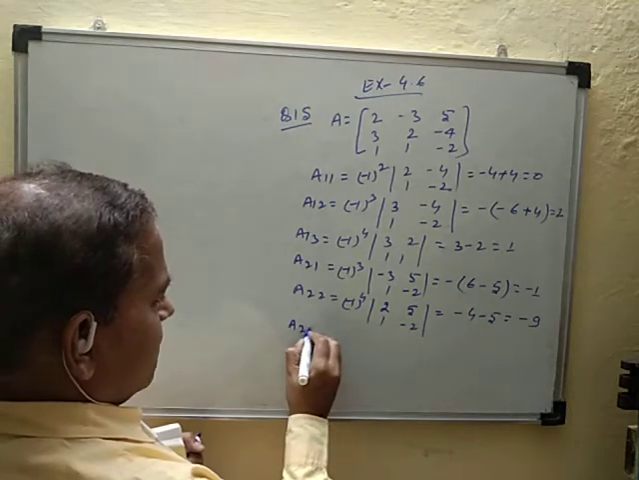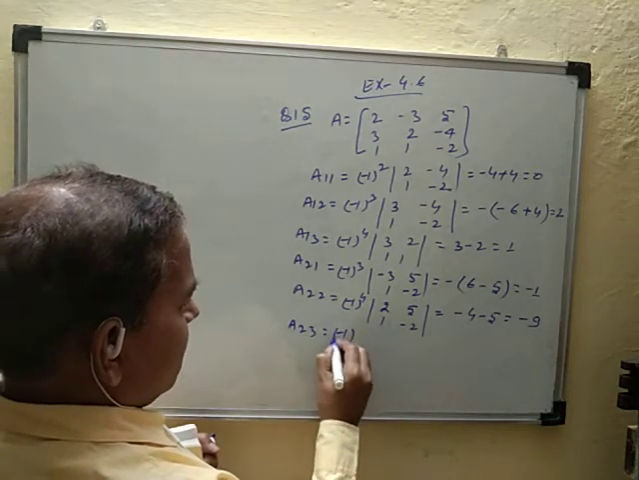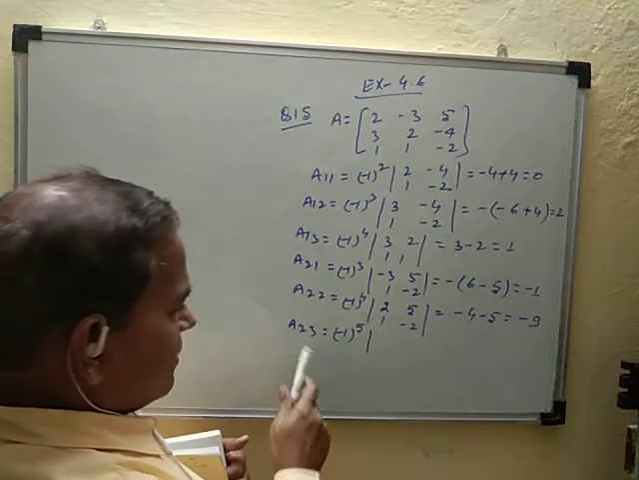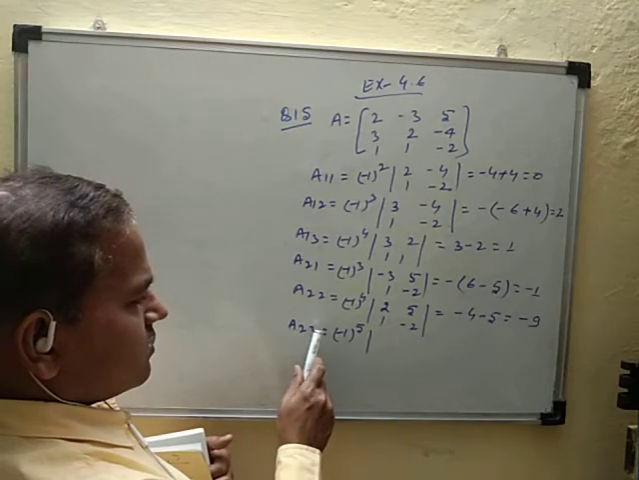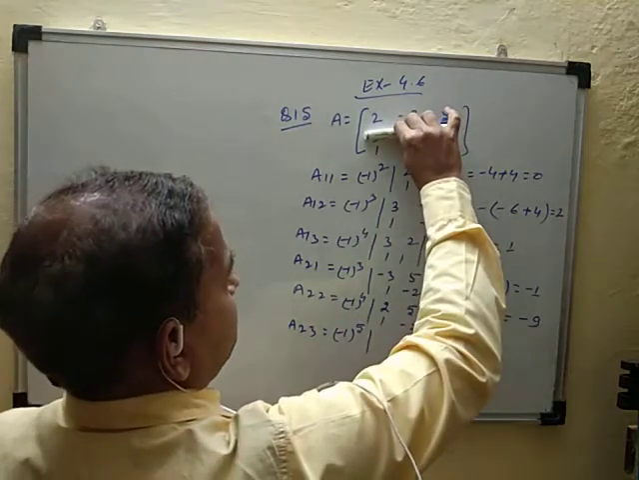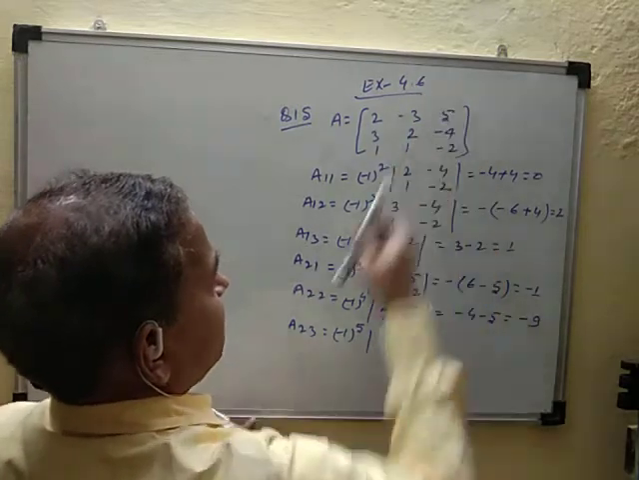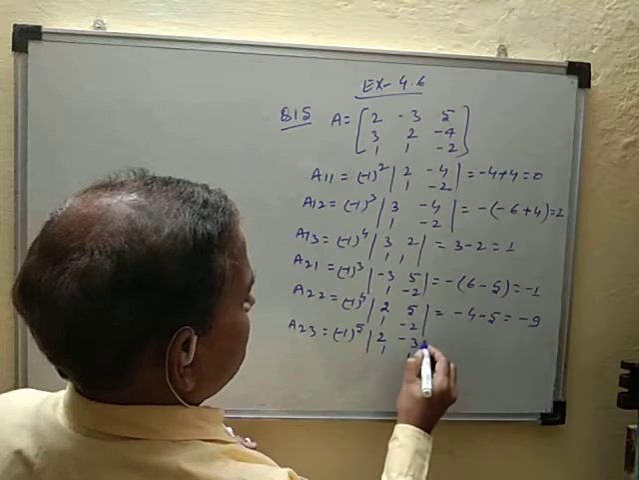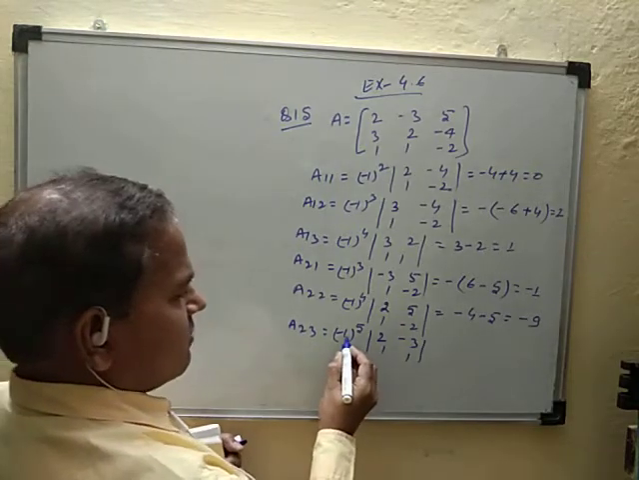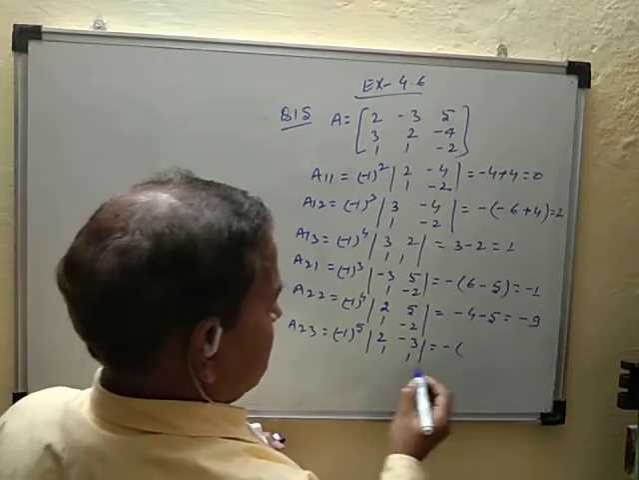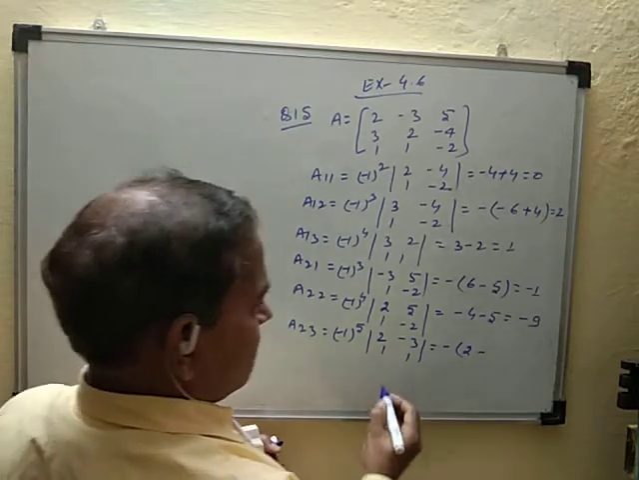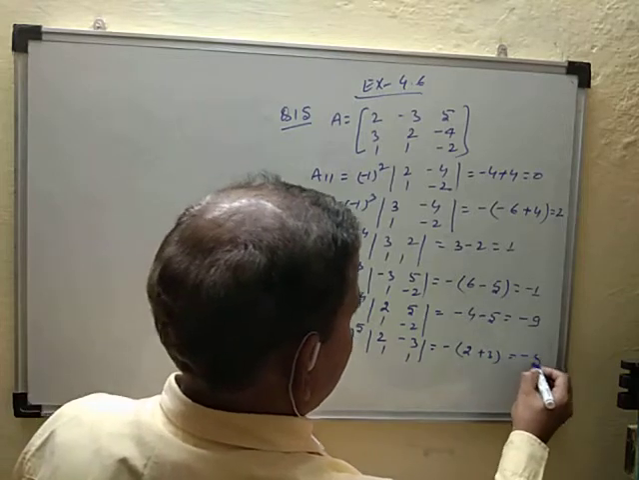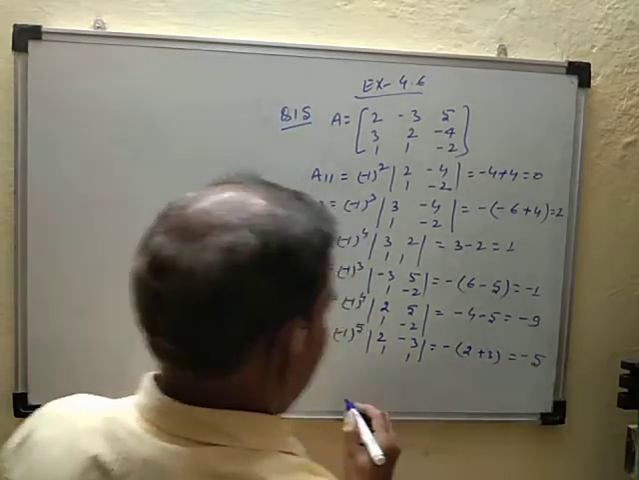Now A23. So minus 1 to the power 2 plus 3, that is 5. Now delete second row, थर्ड कॉलम. सेकेंड रो डिलीट करेंगे और थर्ड कॉलम डिलीट करेंगे. क्या बच गया? 2 minus 3, 1, 1. This sign becomes minus. So minus 2, then minus 3, so becomes plus, that is minus 5.